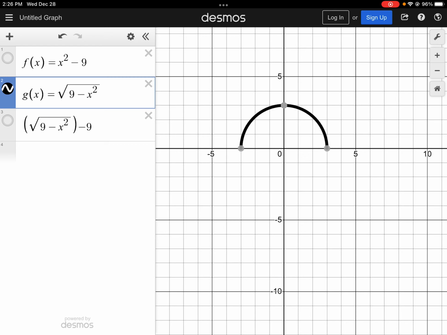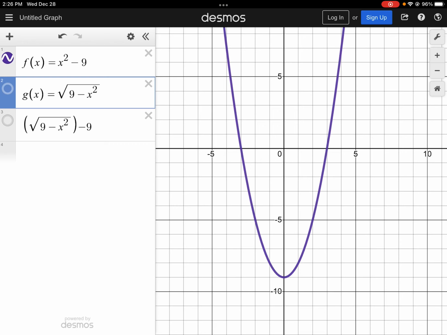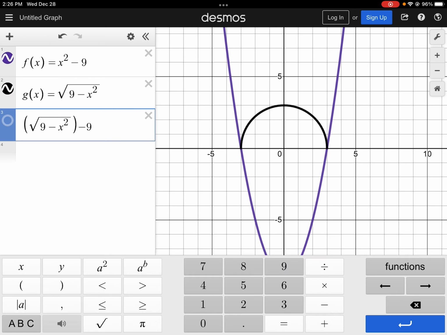So it looks like half a circle. We could see it's starting at negative 3, 0 and ending at 3, 0. So you could see our domain of g of x is from negative 3 to 3. You could see our domain of f of x is all real numbers. Now, this next function that I have typed here is f of g of x.